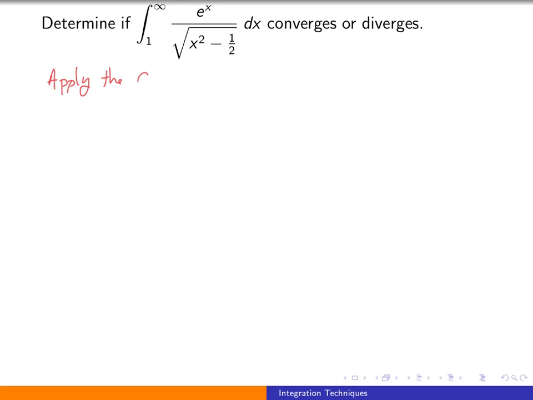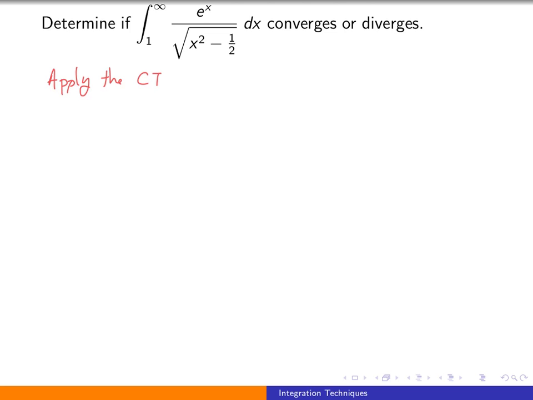In order to apply the comparison test, if we think the improper integral is going to diverge, what we would like to do is find a smaller function that has a divergent improper integral. Or if we think it converges, we want to find a bigger function that would be convergent.